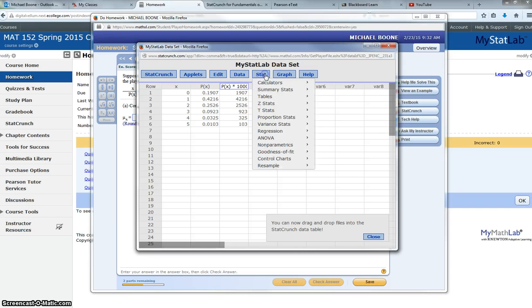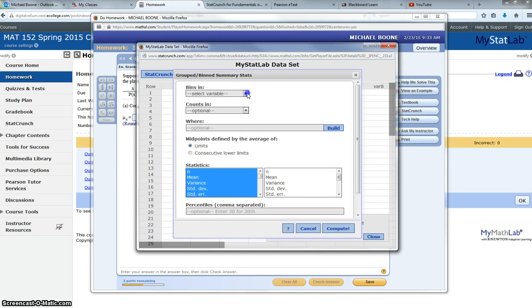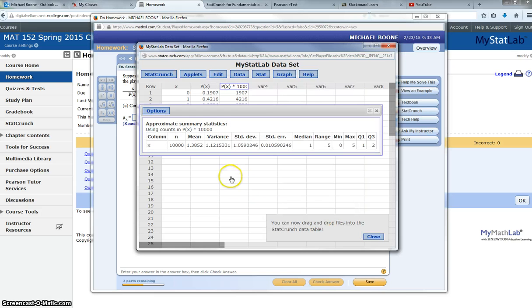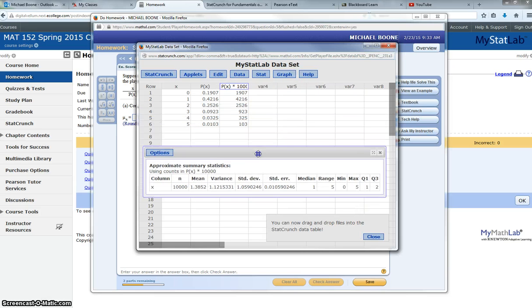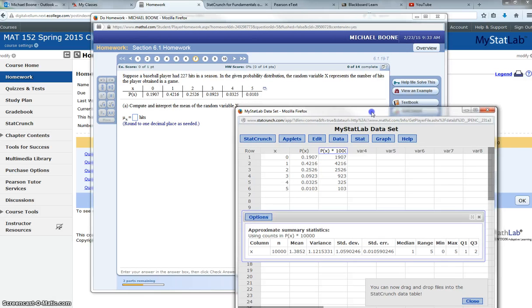So that's what I'm going to do my grouped bin data on: those integers, x and then the probability of x times 10,000, so that they're all integers. So now when I hit compute, I get my mean, right? My mean is 1.3852.